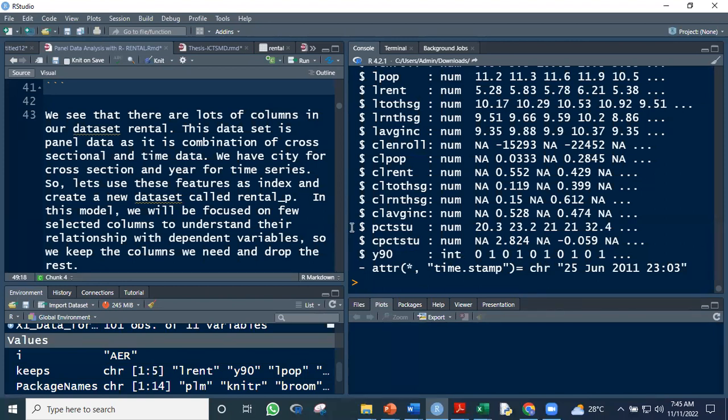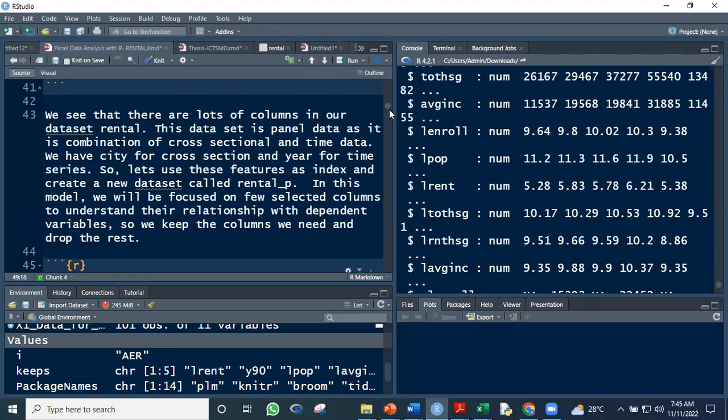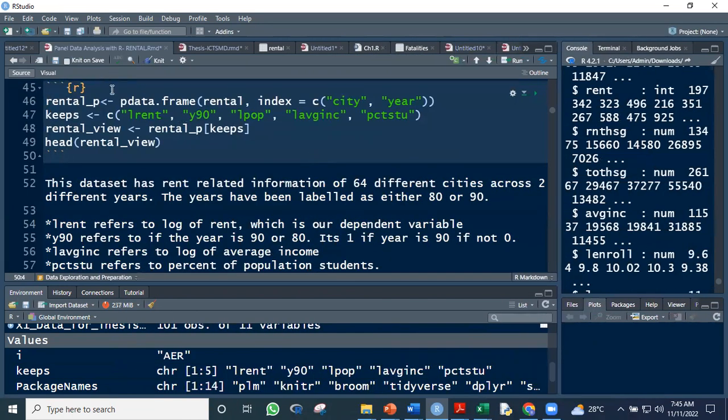Okay, this is supposed to be a dummy variable, with the year 1990 as the benchmark, year one. In panel data, it's important for us to convert the data into a panel data frame. Here we're creating this object rental underscore P, or rental panel, and we're converting the rental data set and defining the index.